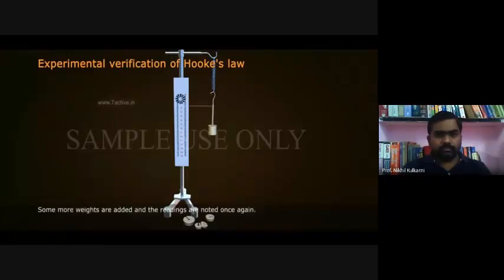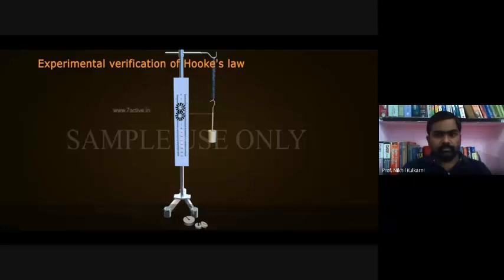Some more weights are added and the readings are noted once again. The difference between the two gives the extension in the spring due to the weights added in the pan. The procedure is repeated for other weights. On plotting a graph between the load and extension, one gets a straight line as shown below. Thus, the graph verifies Hooke's law.